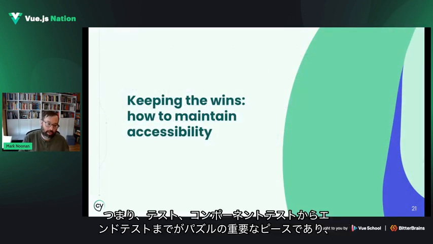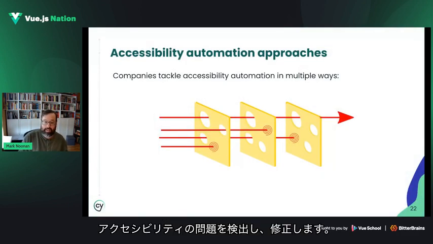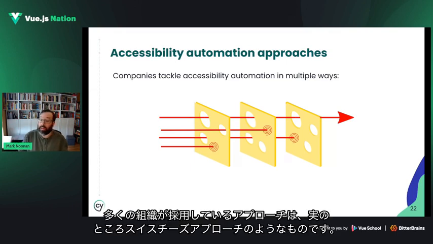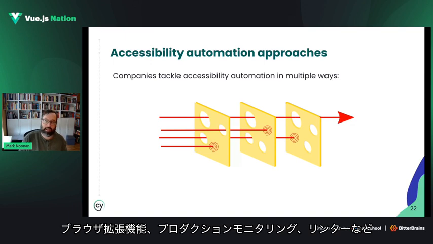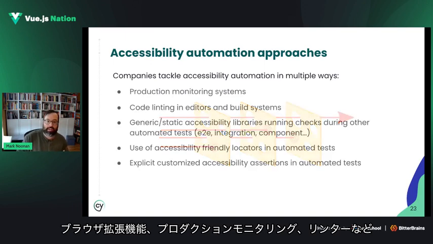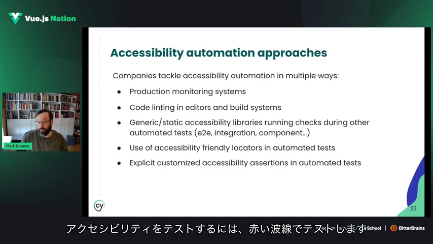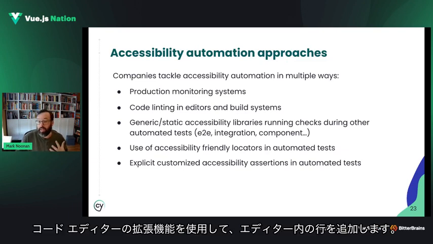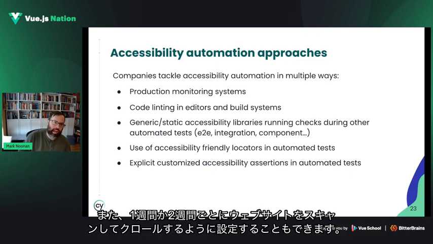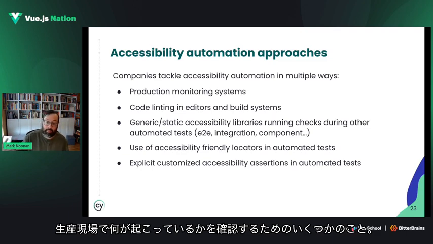So testing, component testing, and end-to-end testing are important pieces of the puzzle, like how we detect and fix accessibility problems. The approach that many organizations take is really a Swiss cheese approach. There's browser extensions, there's production monitoring, there are linters and things like that in the code. And so you can test accessibility for some things right there with little red squiggly lines in your editor, with extensions to your code editor that do that. You can also set something to scan your website every week or two and try to crawl through some things to see what's happening in production.